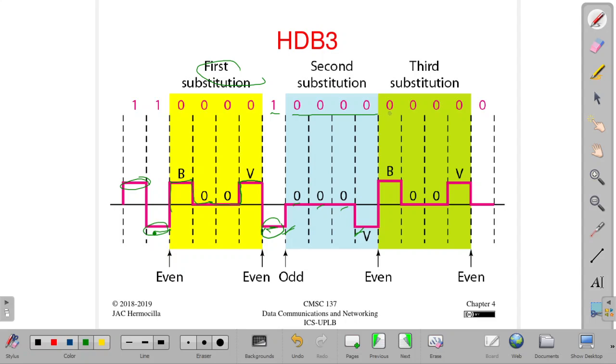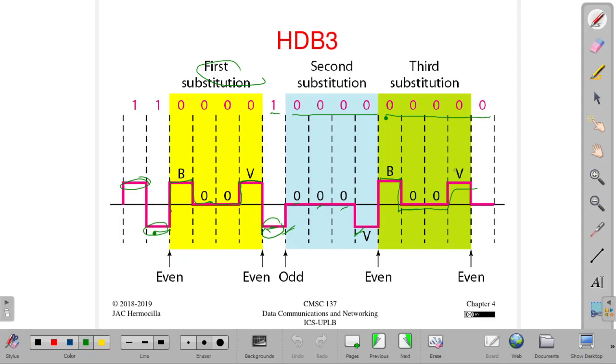Then we have a sequence of zeros again, right after the previous sequence of zeros. So we have 0 non-zero pulses, and 0 is even. So we have bipolar, 0, 0, violation. This is the bit pattern that will be sent. So that's it. That's HDB3.